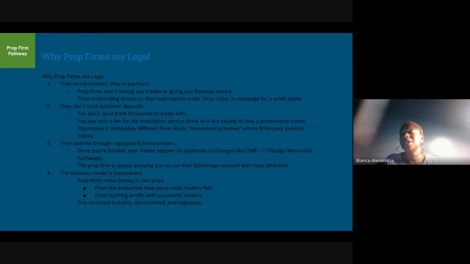Okay. And then I just like to explain why prop firms are legal. You're in a partnership. We're in a partnership. So the firms are not selling you trades, they're not giving financial advice. You're providing access to your own capital, they're providing access to their capital using their rules. They don't hold deposits, so you're not going to send them a whole bunch of money to trade with. They are regulated, like I stated earlier, and the business model is open. You can see it in the open documentation, and they get their money from the evaluation fees as well as the splitting of the profits from traders that have success.